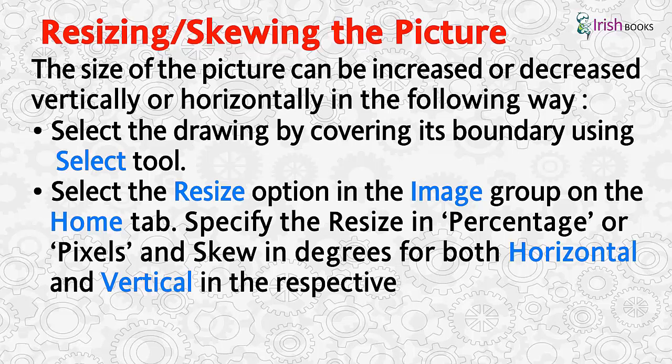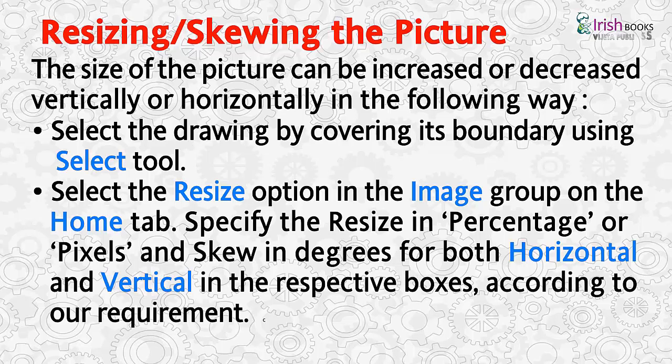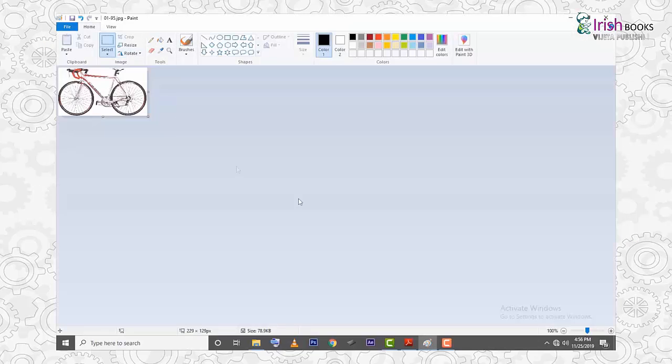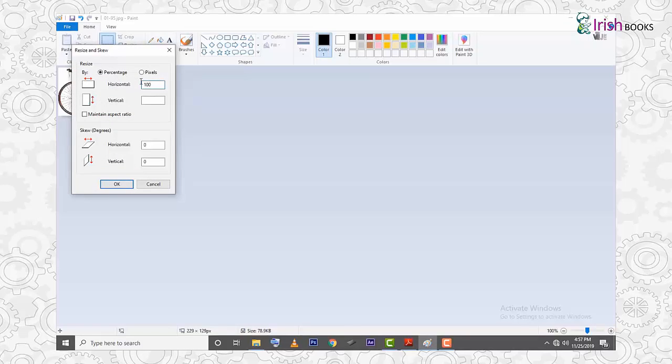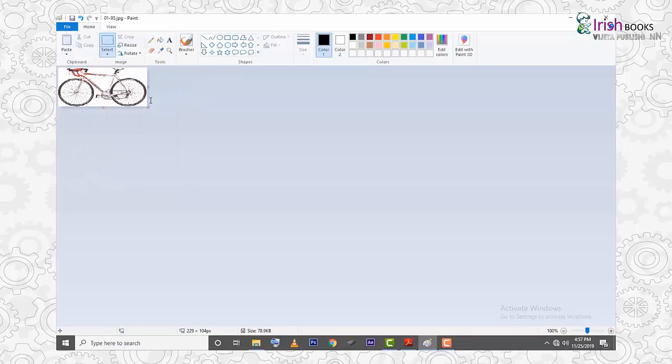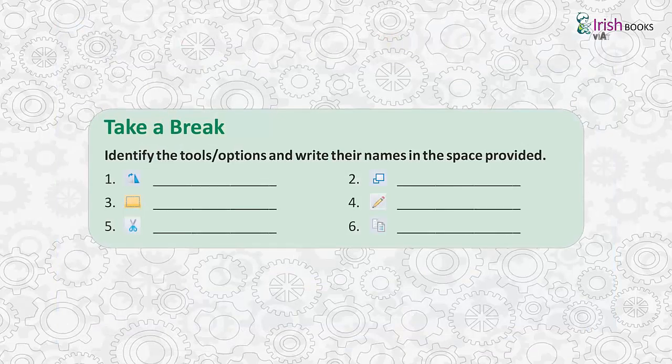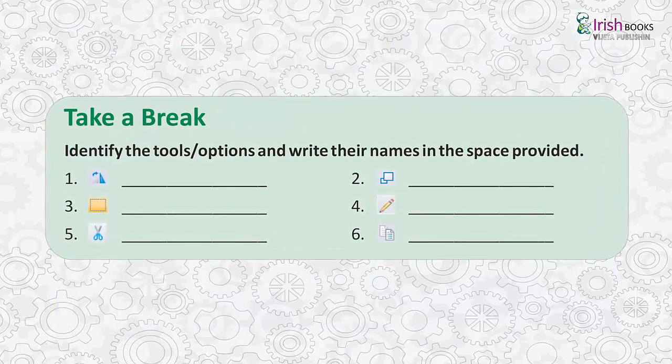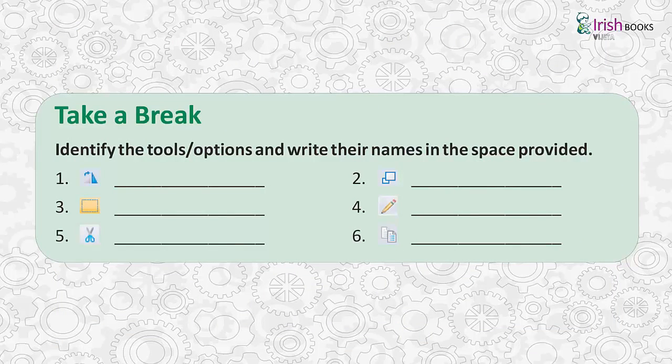Specify the resize in percentage or pixels and skew in degrees for both horizontal and vertical in the respective boxes according to our requirement. Click on OK. Take a break. Identify the tools, options and write their names in the space provided.